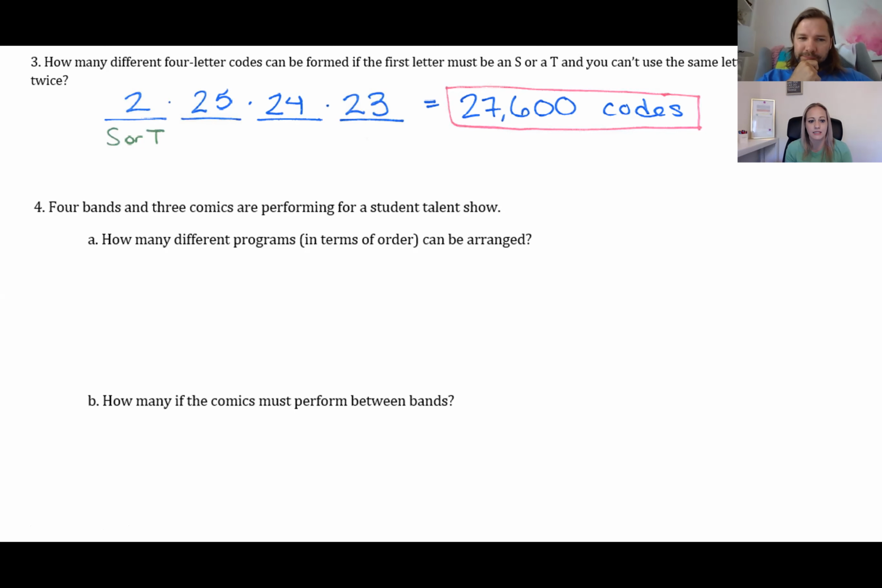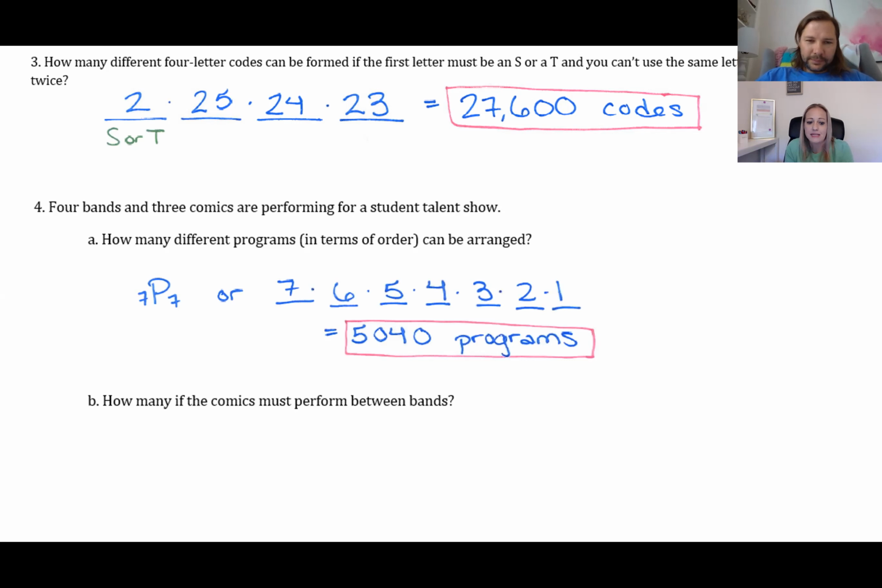Okay, number 4 says 4 bands and 3 comics are performing for a student talent show. How many different programs in terms of order can be arranged? Okay, so all in all, we have 7 different acts, and we just need to figure out the different orders that they can go in. So you could view this as you have 7 things and you're permuting all 7 of them, so 7P7. Or you could think of it as a sequence of events where you have to choose who comes first, who comes second, who comes third. Either way, you're going to get 5,040 for your answer there.